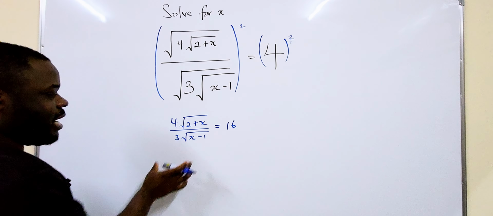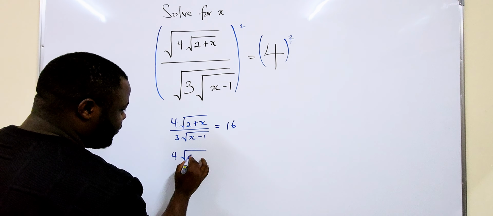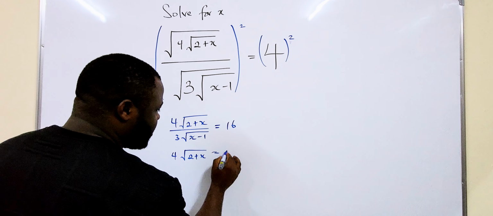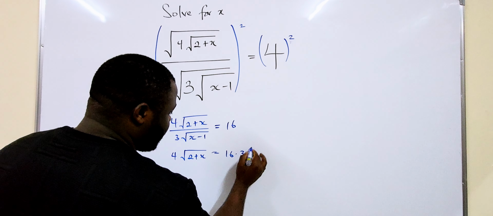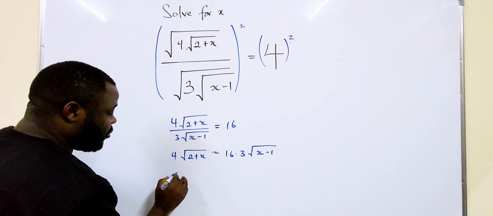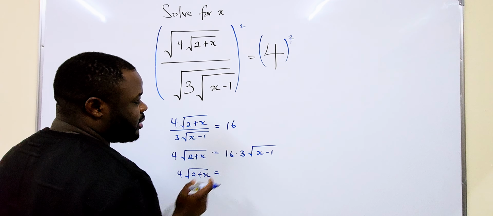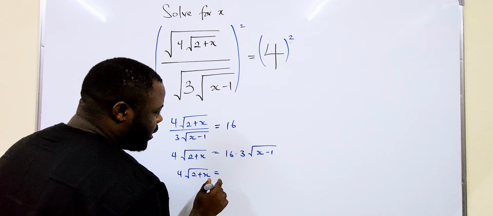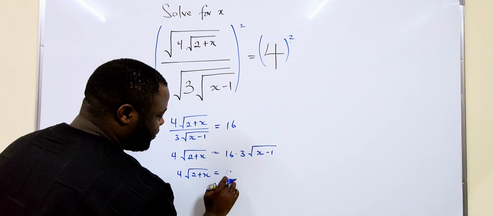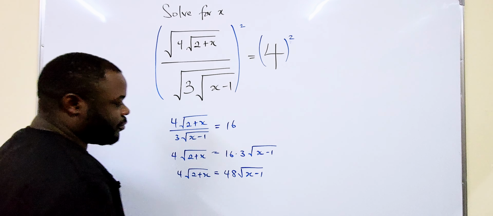Okay? So I can now use this denominator to multiply. I'll now have 4 square root of 2 plus x equals 16, multiplied by 3 square root of x minus 1. Or you can say you are cross multiplying. So we have 4 square root of 2 plus x equals 16 times 3, which gives us 48, not 14, 48 square root of x minus 1.